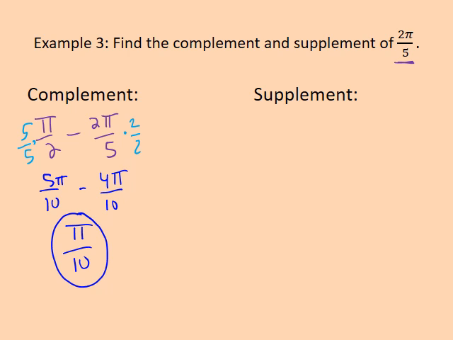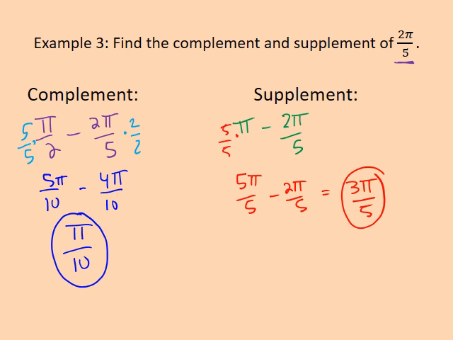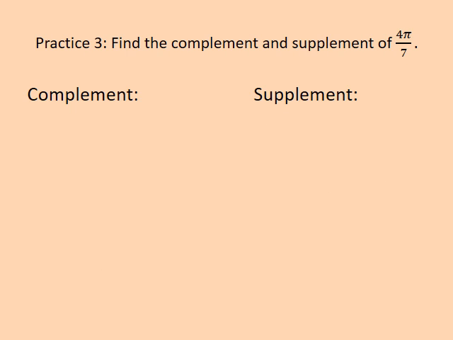To find the supplement, we subtract from pi. So pi minus 2 pi over 5. Now to make a common denominator with 5, we need to multiply pi by 5 over 5. So we have 5 pi over 5 minus 2 pi over 5. So our supplement is 3 pi over 5. Now you try to find a complement and a supplement. The answer will be on the next page.